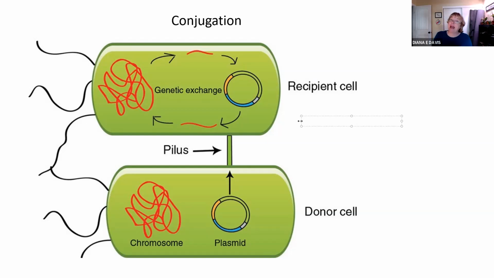So it's not always bad, but these plasmids can have virulence, I'm still spelling it wrong, virulence factors. These are genes that specifically help it to infect host cells.